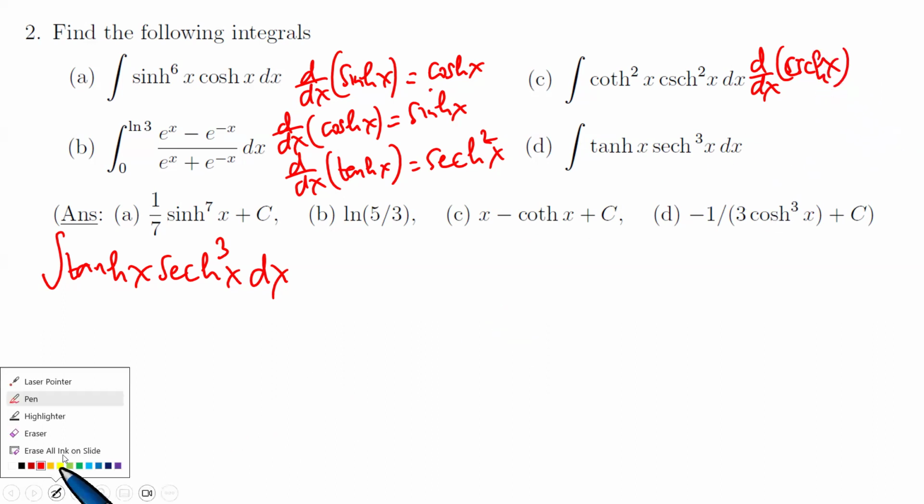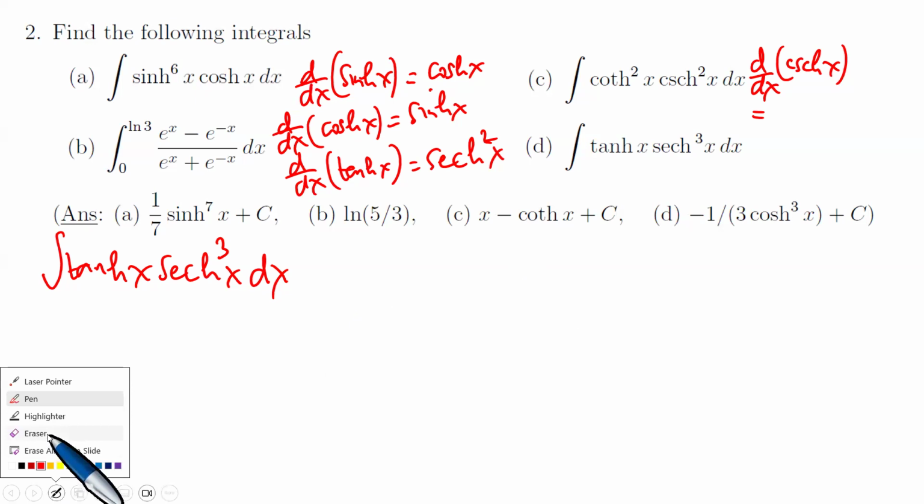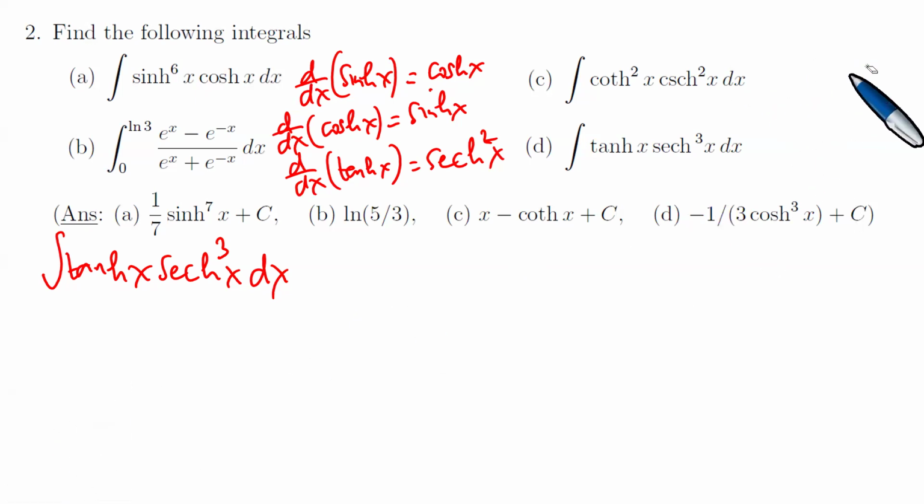Okay, just writing out the rules so that you can remember the derivatives of the six basic hyperbolic functions. So the derivative of the hyperbolic cosecant of x is equal to what? You can write it here.